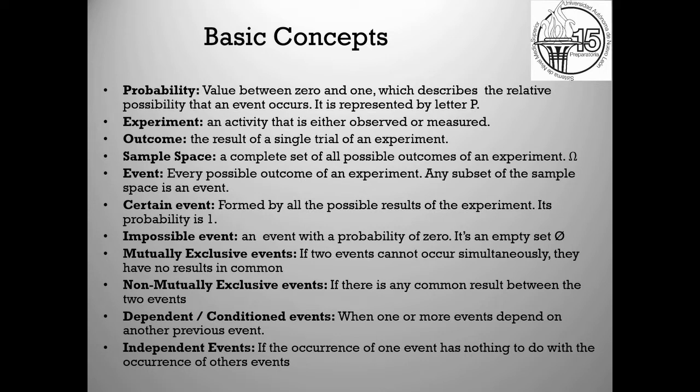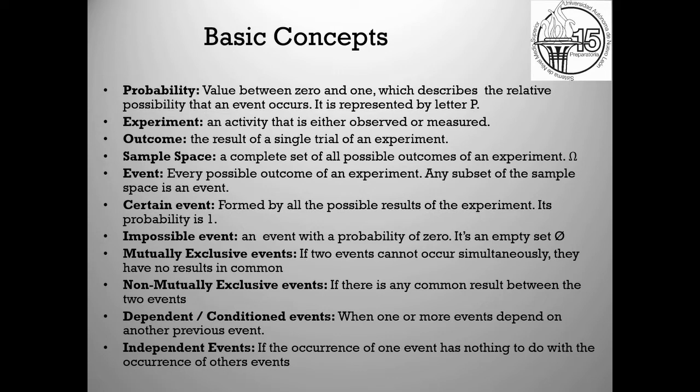Probability: a value between 0 and 1, which describes the relative possibility that an event occurs and is represented by the letter P. Experiment: an activity that is either observed or measured. Outcome is the result of an experiment. Sample space is the complete set of all possible outcomes of the experiment. Event: every possible outcome of an experiment.